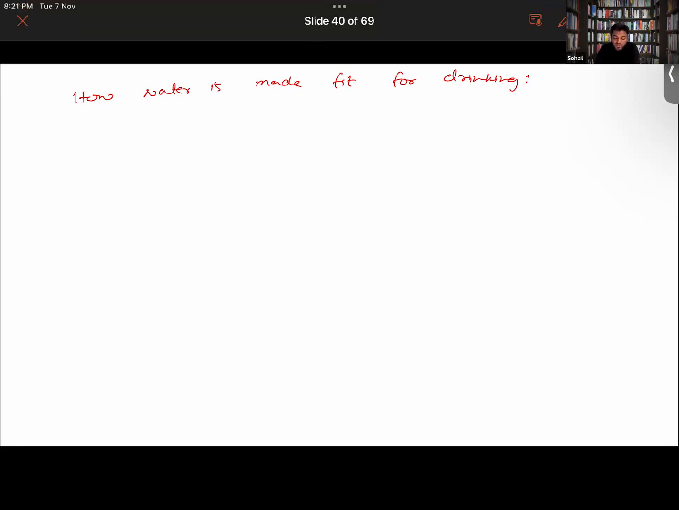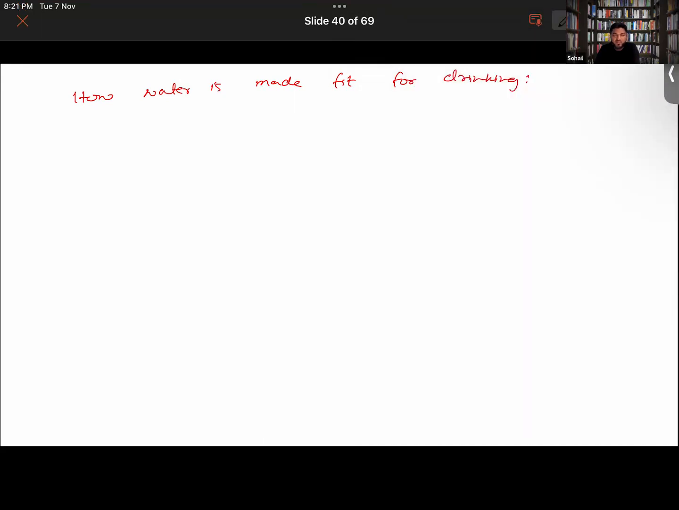Sir, the thing is filtration. Through filtration, how water is made fit for drinking. Through filtration, good, and through boiling also, through condensation also, through chlorination also. Yes, sir.